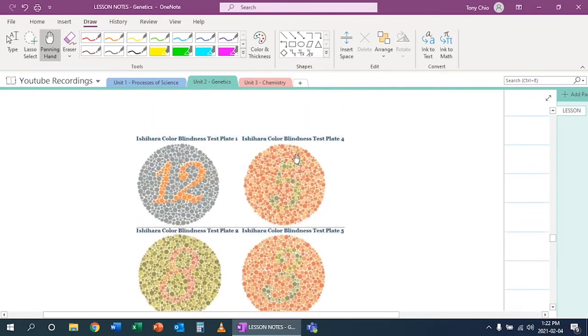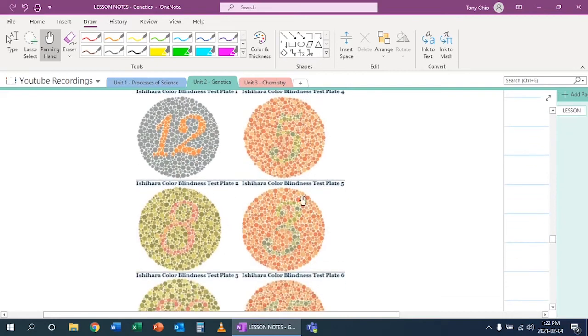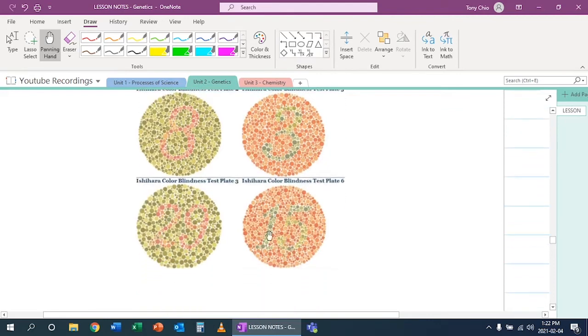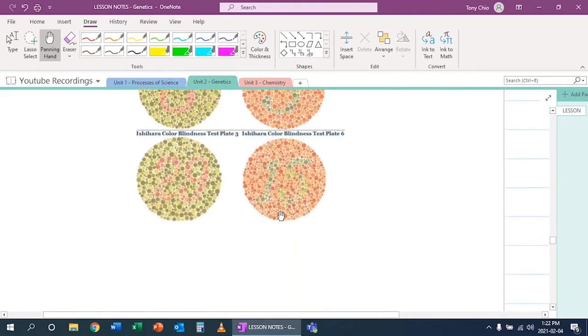So this is a 12, that's a 5, that's an 8, that's a 3, that's a 29, and that's a 15. So these are what we call colorblindness tests.